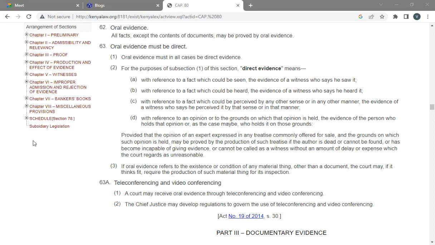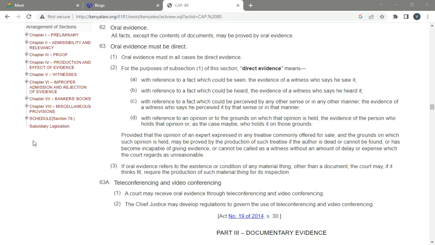Yes, so nilikuwa nasema if we go further to analyze section 63, hiyo subsection 3 inasema if oral evidence refers to the existence or condition of any material thing other than a document, the court may, if it thinks fit, require the production of such material thing for its inspection. So I believe section 63 inatupea a ground why hearsay should not be admitted in Kenya, because hearsay is not part of direct evidence. So if we continue further by what Mode anasema is because the other essential feature, ikikuja kwa hearsay, you cannot cross examine the person who perceived the information, the first one.